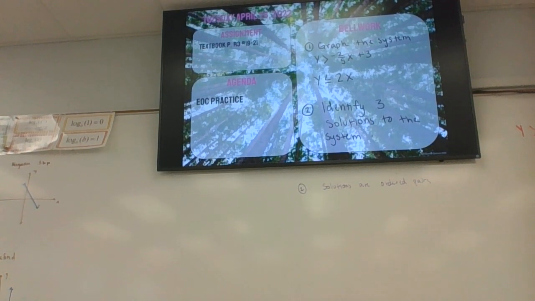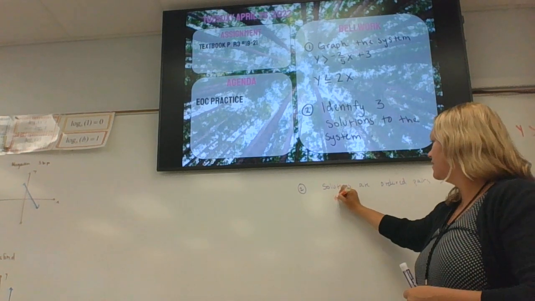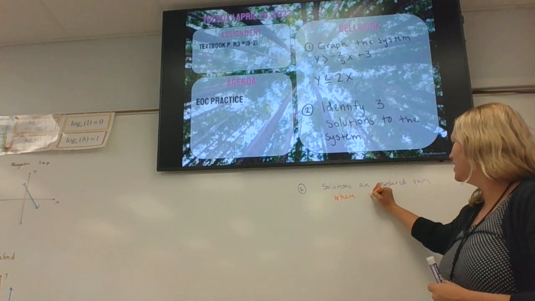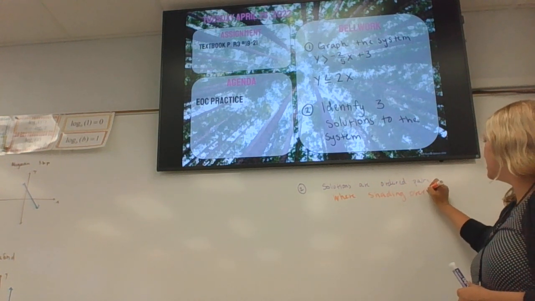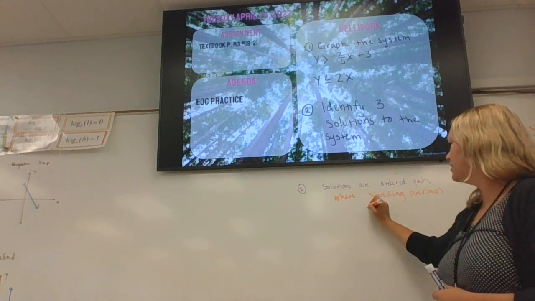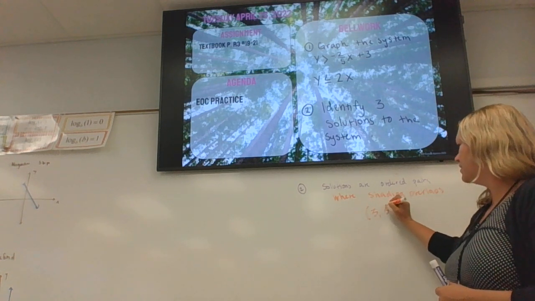Over 3, up 3. Yes, 3 and 3 is a solution because it's where both lines are shaded. Solutions are where the shading overlaps. Oh, this is all supposed to be on one graph. Yes, I said that. Oh, I was in two separate graphs.